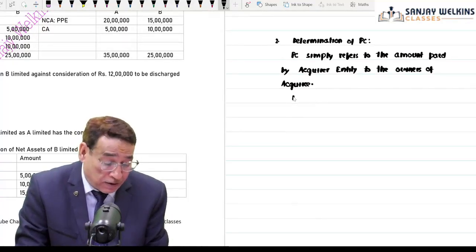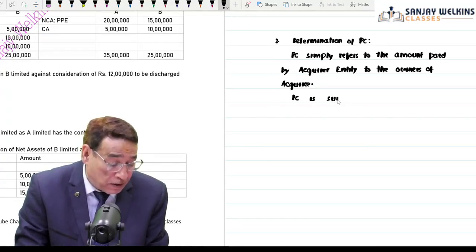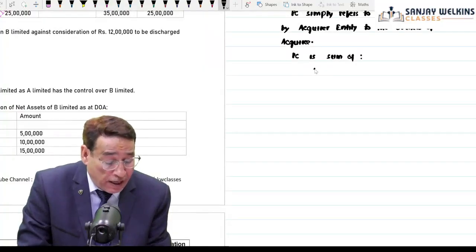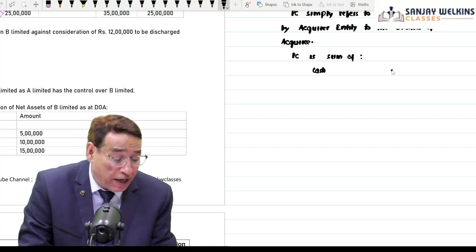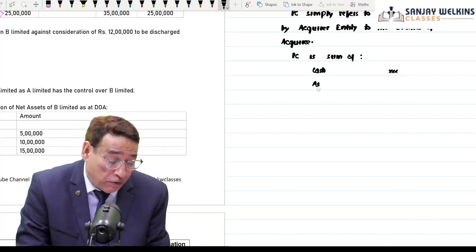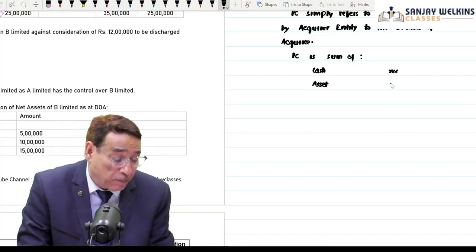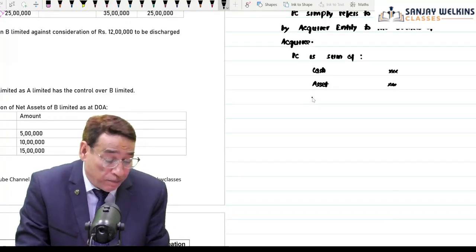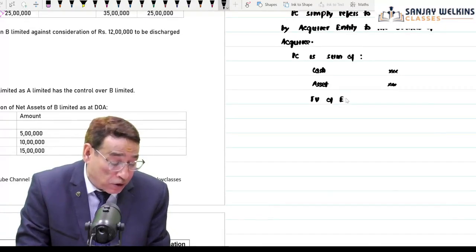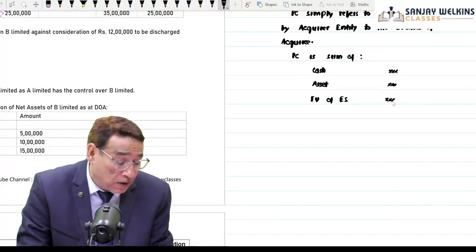Purchase consideration is the sum of cash. Suppose, because purchase consideration can be paid by way of cash or any asset. You can also deliver an asset to discharge the purchase consideration. Then the fair value of equity shares. You can issue equity shares to discharge the purchase consideration.